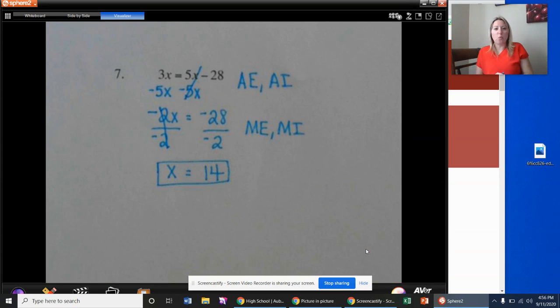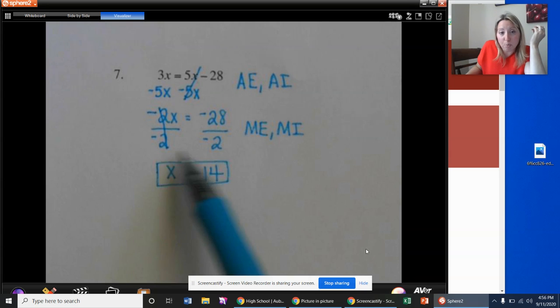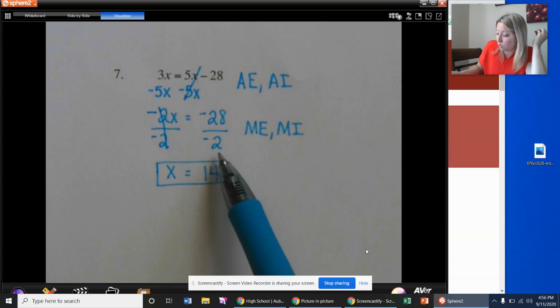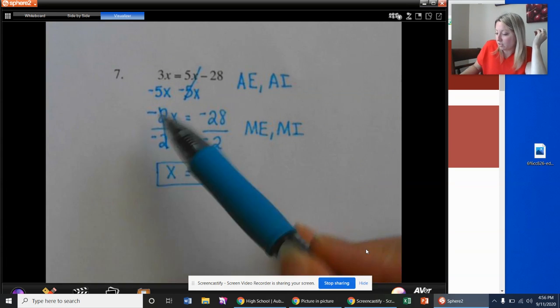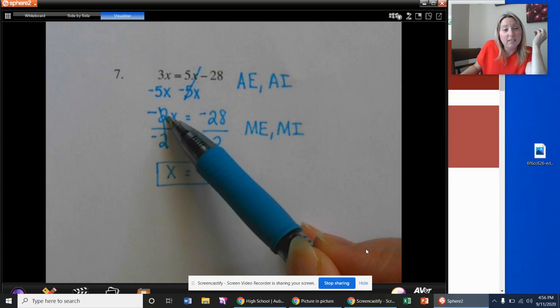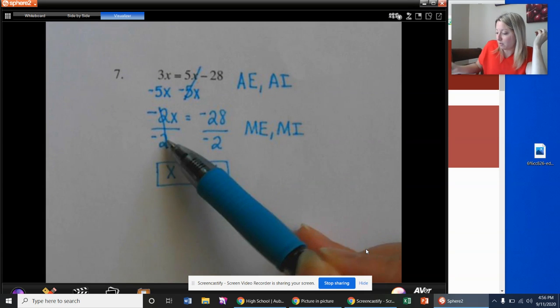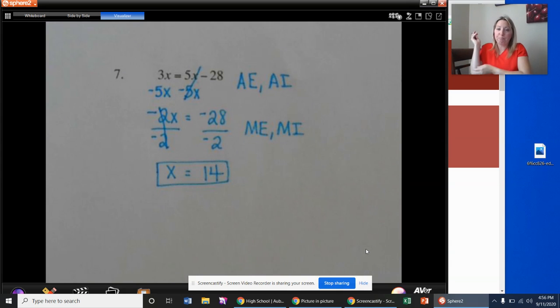All right. While we were talking about that, I, of course, wrote down that we use the multiplication property of equality because we divided both sides of the equal sign by negative 2. And the multiplicative inverse, of course, because the opposite of multiplying by negative 2 is dividing by negative 2. All right. We'll keep going.